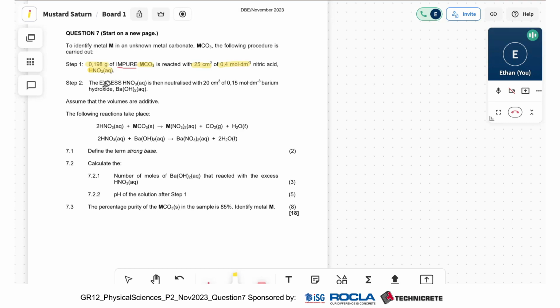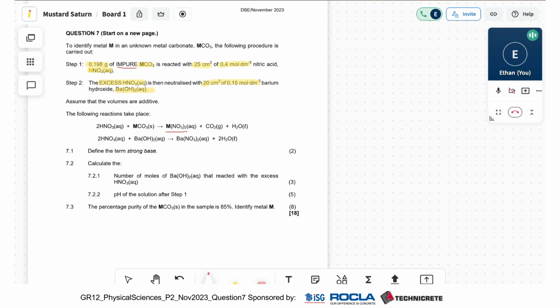There's an excess of acid, okay? So this is important. Excess of HNO3 is neutralized, and it takes this much of barium hydroxide to neutralize it. Okay, so we've already got quite a bit of information here to get us started, and they also give us the equations. And here's another clue that our compound is 2 plus.